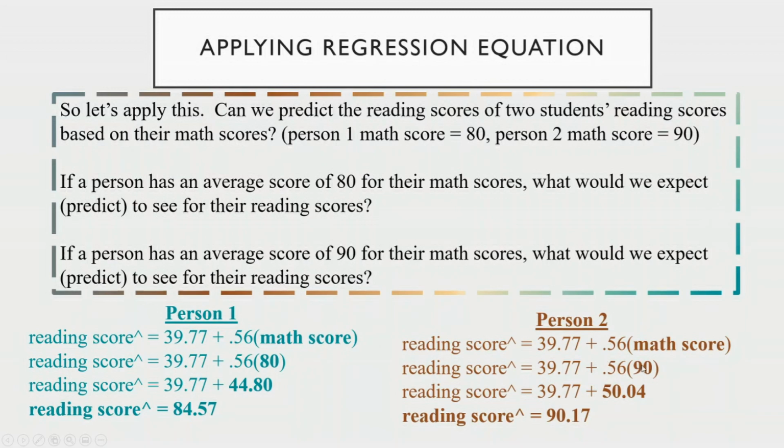So when we plug in 90 over here, we multiply the 90 times the 0.56, we get 50.04, we add it to the 39.77, and the reading score hat, or the predicted reading score, for a person with a math score of 90 is 90.17. And that is how it works. So we can go back in and we can predict scores. We can apply what we understand with a regression analysis. If we have our x value, our independent variable value, we can apply it to predict what our y value should be. That is a regression analysis in a nutshell.